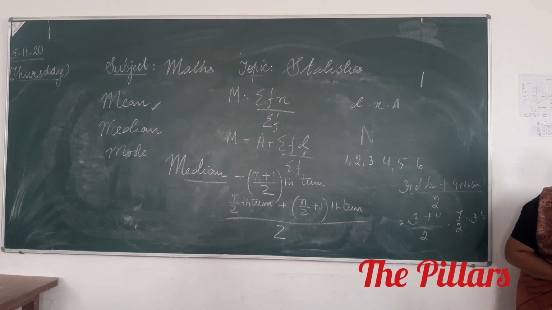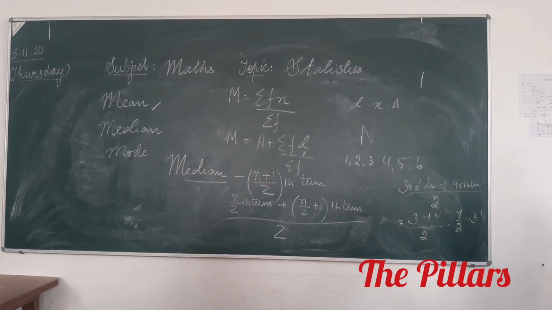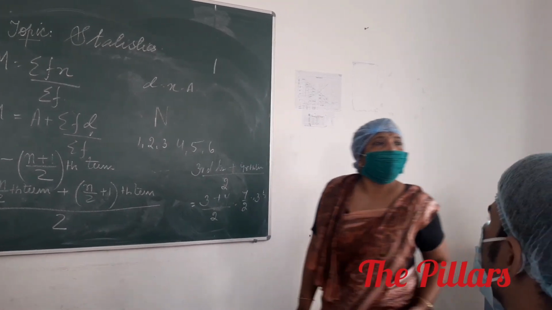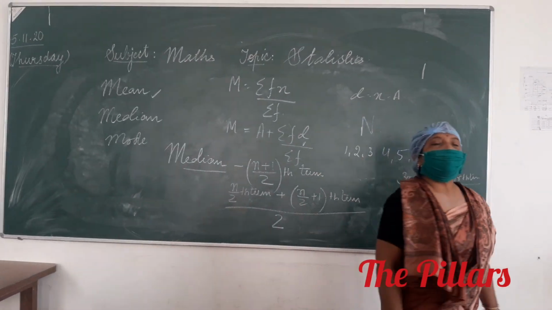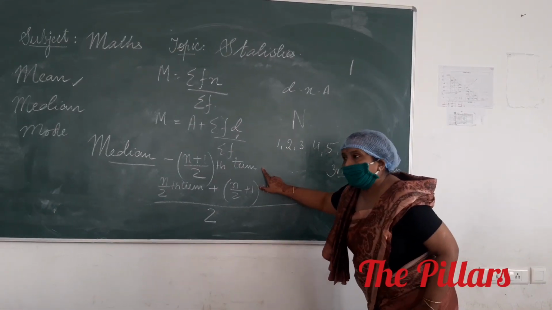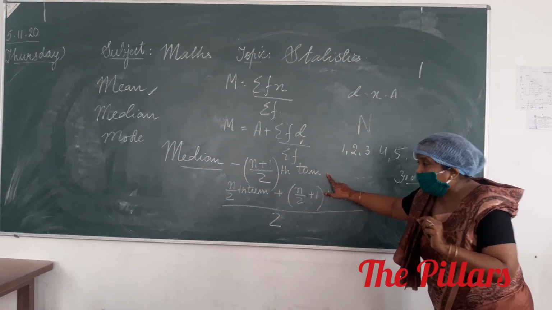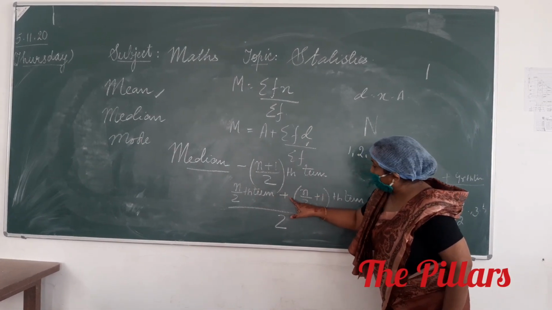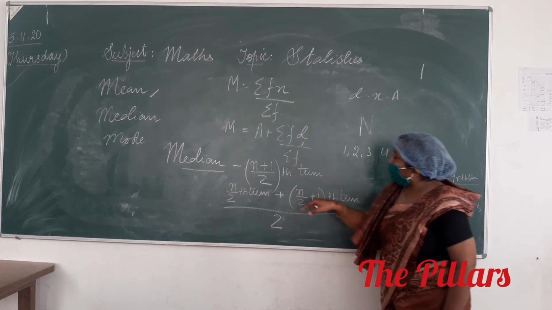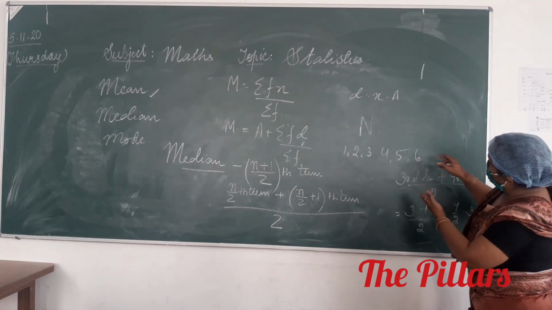Did you understand? If the observations are not grouped, then how do you find median? Tell me, Suryansh, if the number of observations is odd, how do you find the median? N plus 1 by 2th term. If they are even, then how do you find it? N by 2th term plus N by 2 plus 1th term, whole by 2.